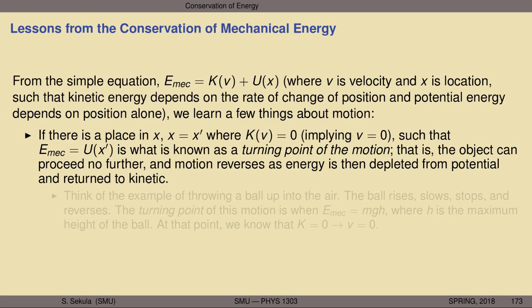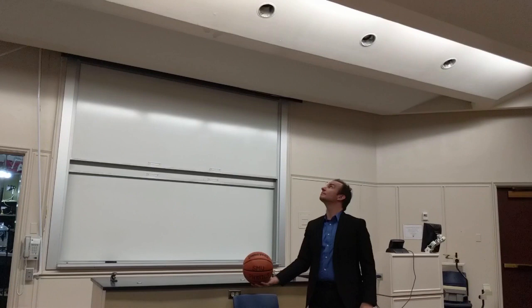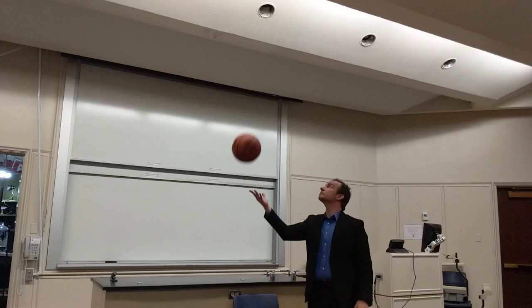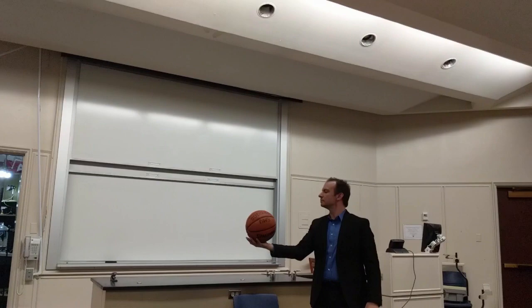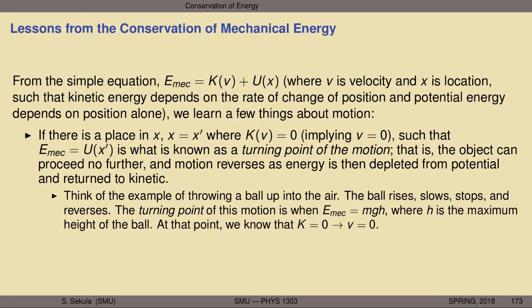So I've given you this example, but I want to emphasize this one more time. Think of this case of throwing a ball up into the air. The ball rises, it slows, its motion comes to a stop, and then the motion reverses. The turning point of that motion in this specific example is when the mechanical energy is equal to mgh, where h is the maximum height of the ball of mass m. At that point, we know that the kinetic energy is exactly equal to zero, and so it must be true that the speed is exactly equal to zero.